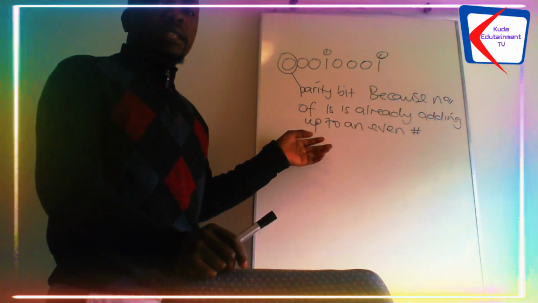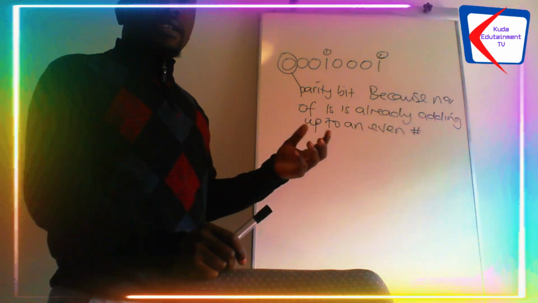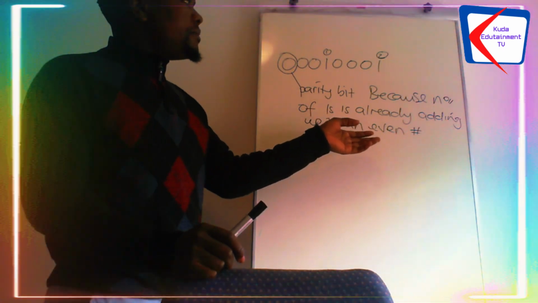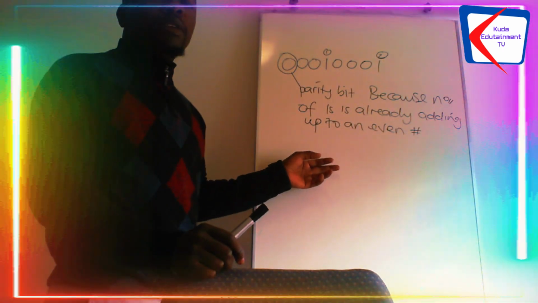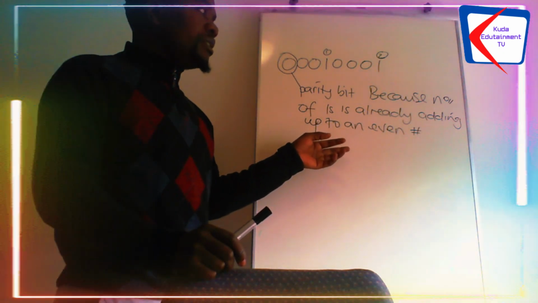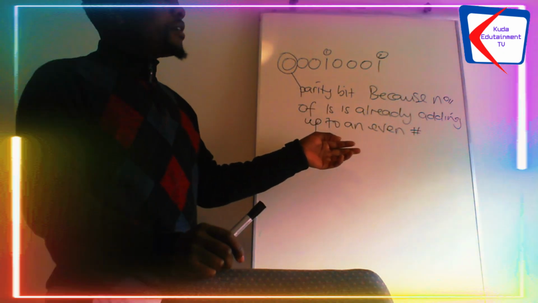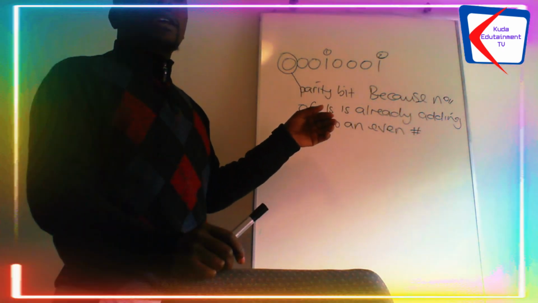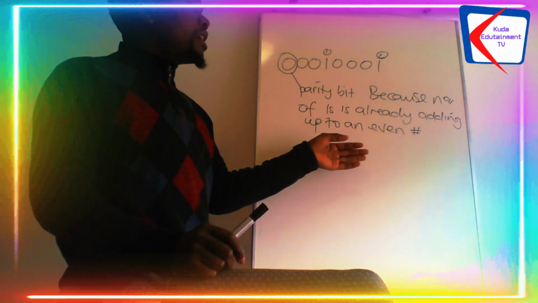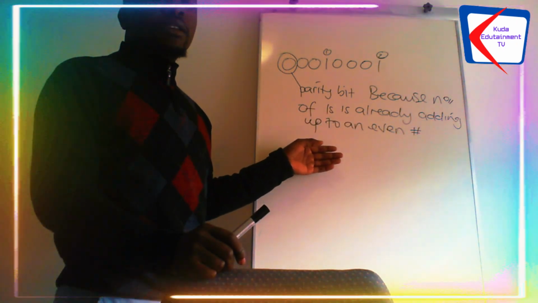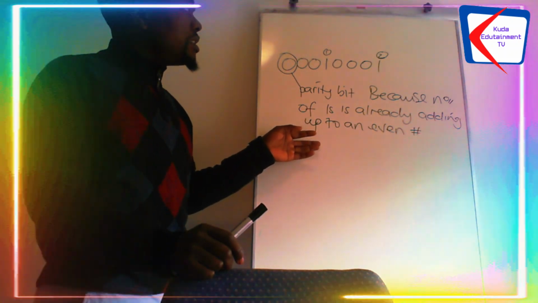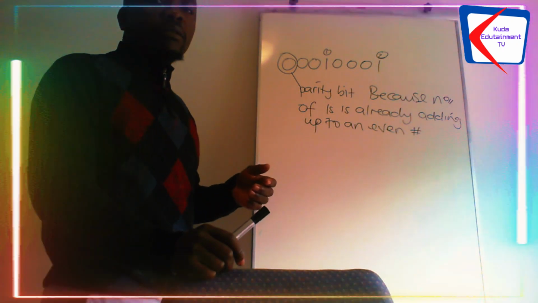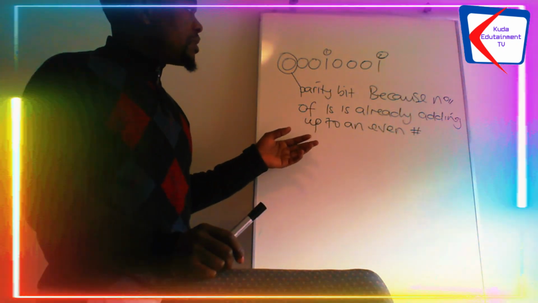Before the data is transmitted, there is a communication between the sending and the receiving device as to the type of parity being used. So the receiving device is advised that an even parity is being used, such that when the receiving device receives the data, it checks if the number of ones are adding up to an even number. If they are adding up to an even number, then it knows that no errors were introduced when the data was being transmitted. But if the number of ones are now adding up to an odd number, it means an error was introduced when the data was being transmitted.